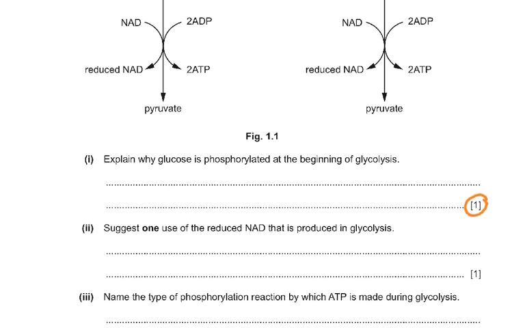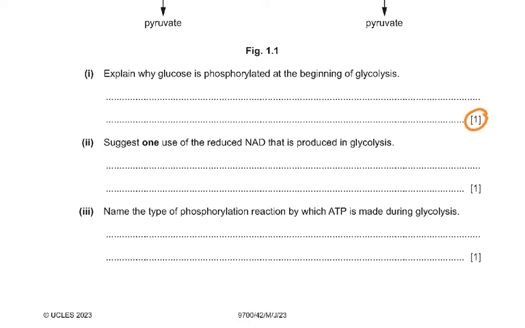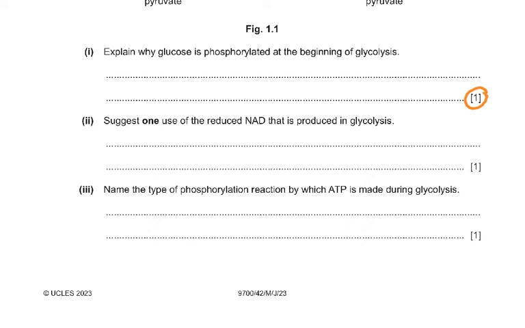So just one use of the reduced NAD that is produced in glycolysis. What is the use of this NAD? So you could have written a lot of stuff. It's a carrier of hydrogen, or you can say provider of H ions and electrons. You cannot say provides H ions, because it provides hydrogen, so there is a proton and an electron. And used for the redox reactions and used to reduce ethanol, or you can say pyruvate. So it didn't say anything. It said one use of the reduced NAD that is produced in glycolysis.